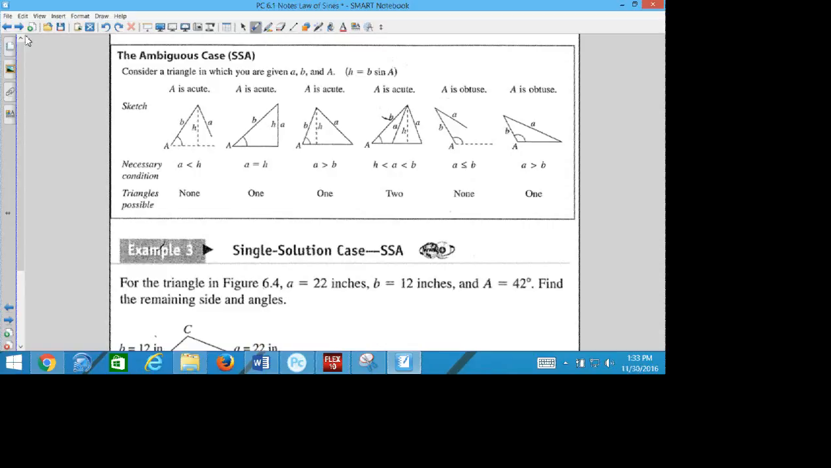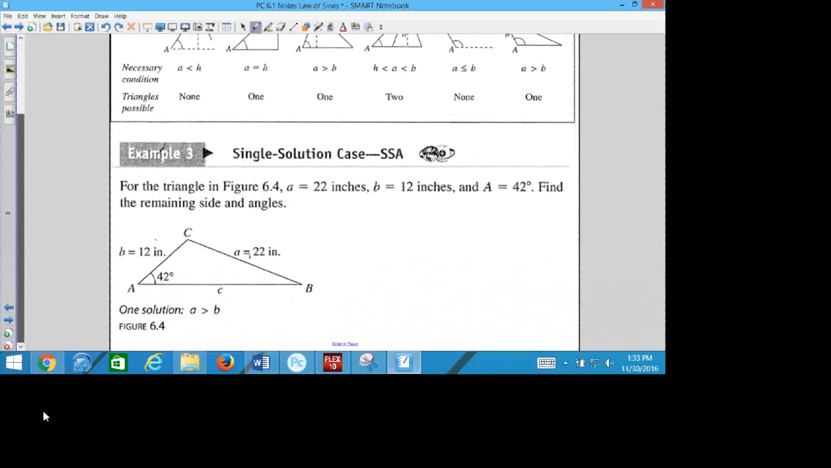Okay? I'm going to show you one example of each. It already tells you which example it is, but I'm going to show you how to figure it out on your own, because in the homework, you figure it out on your own. I'm not telling you which case this is. So you'll notice up here, we need to know if A is acute or if A is obtuse. Angle A. So we look at example 3.